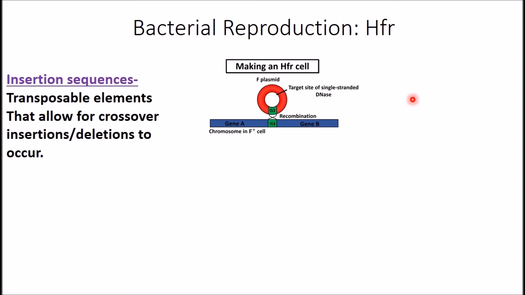In order to understand what that means, we first have to understand how we get an HFR cell, and then we'll look at the transfer, and then finally we'll understand why they're called high frequency recombinant cells. The formation of an HFR cell is actually a very rare event.